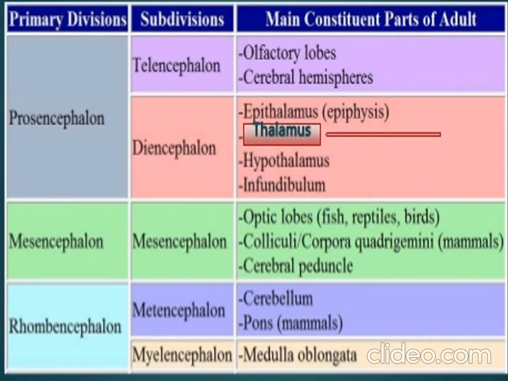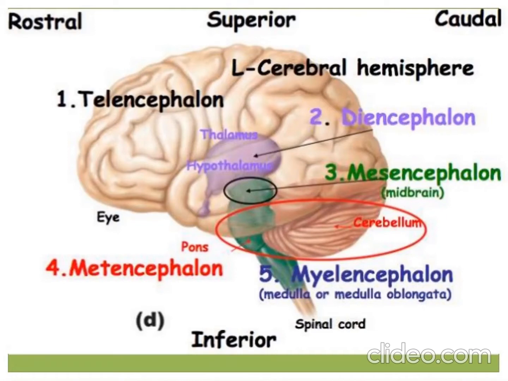Diencephalon is a large midline structure embedded inside the cerebrum. The cavity of the diencephalon is the third ventricle. It includes thalamus, hypothalamus, epithalamus and subthalamus. In this picture, we can see that the thalamus is a part of the diencephalon.